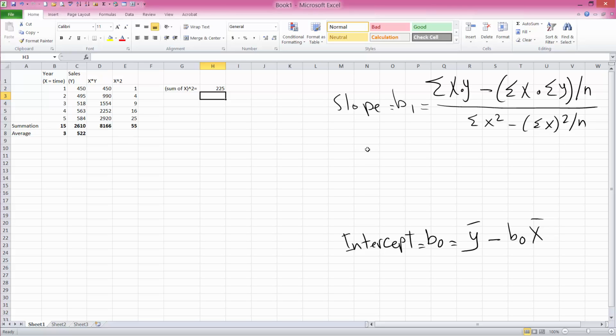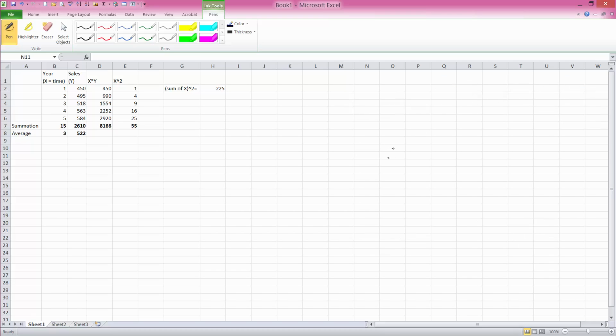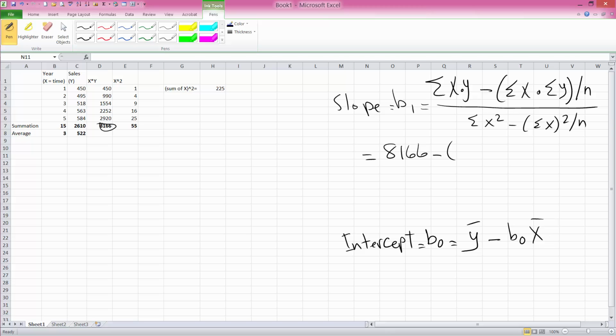All right, so with this, we can go ahead and plug the information that we need into the equation for slope. For slope, summation of x times y is 8166, which we found here, minus the summation of x's times the summation of y column, 15 times 2610, divided by 5. That's the numerator. We divide by the summation of the x squared column, which was 55 right here.